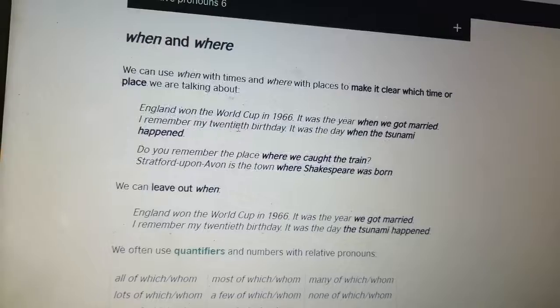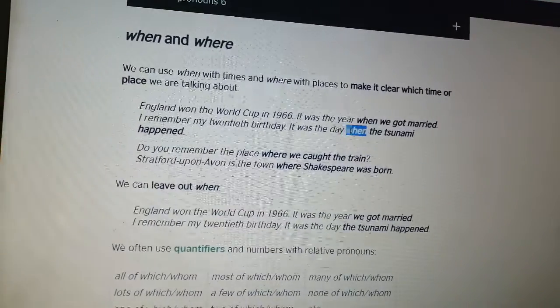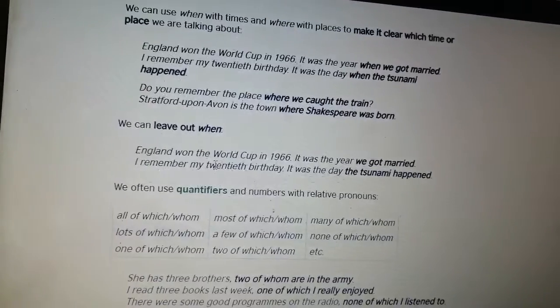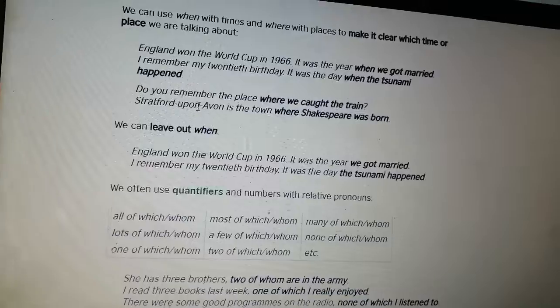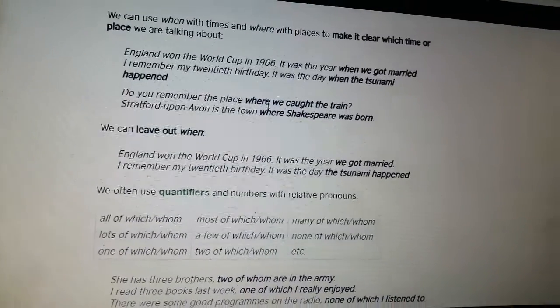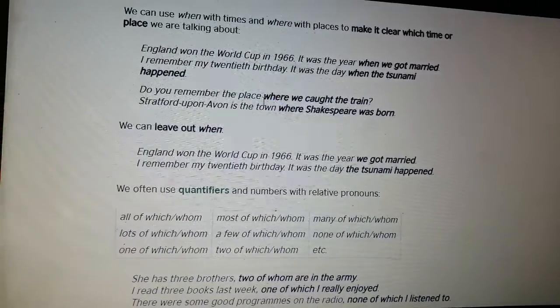Next one. I remember my 20th birthday. It was the day when, again, here we are talking about time. It was the day. Okay, good. Now let's talk about where. Do you remember the place where we caught the train? Where here refers to a place. So this is why we use where here.